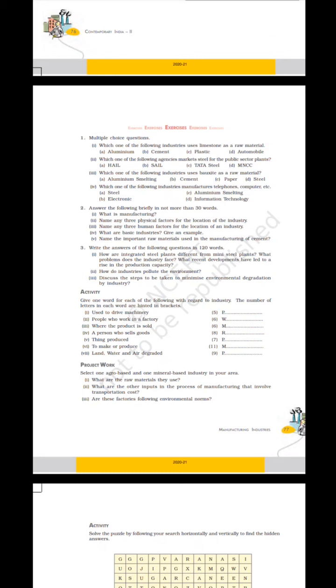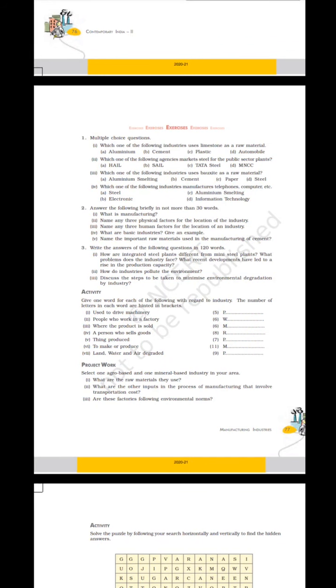Project work. Select one agro-based and one mineral-based industry in your area. What are the raw materials they use? What are the other inputs to the process of manufacturing that involve transportation cost? Are these factors following environmental norms?